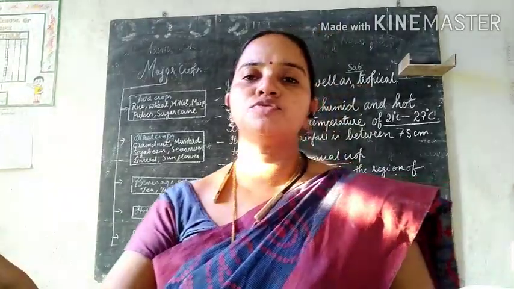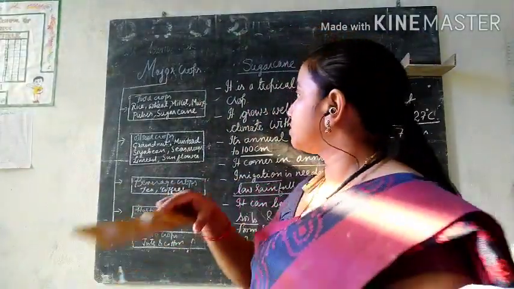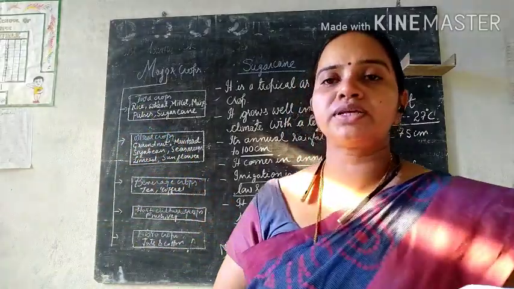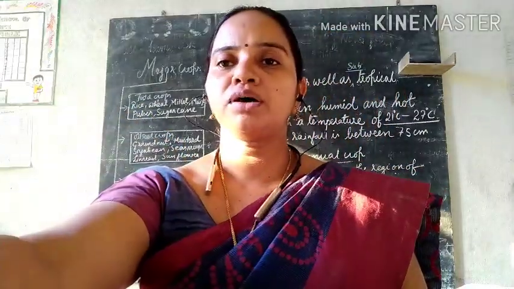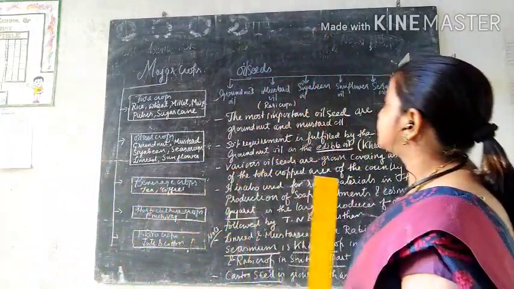Now besides the food crops, there are other crops also which are grown in India. So the second part is the oilseed crops. So let us put our discussion on the oilseed crops. So let's see what we have in our oilseeds.